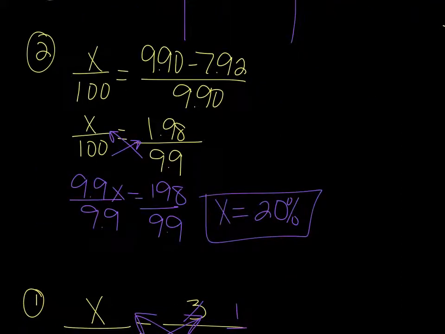Okay, hopefully we set up our proportion like so. X over 100 equals 1.98 over 9.9. Once again, notice we said it was a decrease. So if it's a decrease, we should take the original minus the new, which gives you 1.98 divided by the original, which was 9.9. Cross multiply, divide by 9.9. We should end up with 20, and it was a percent. So hopefully we got a 20% decrease. Any questions on the second one?